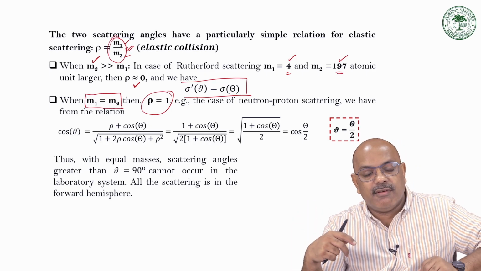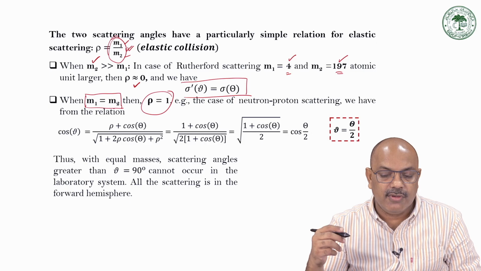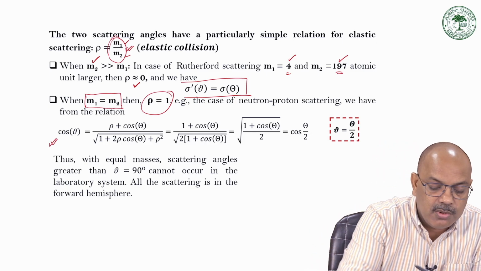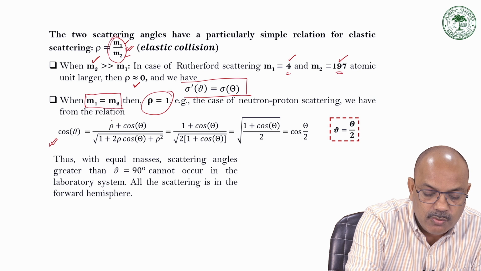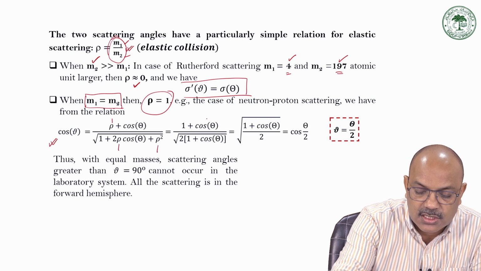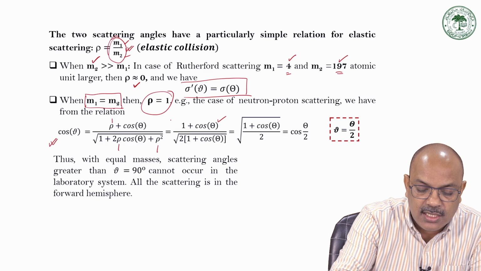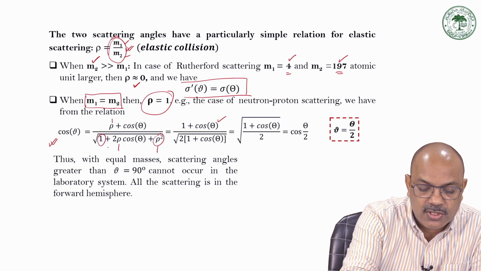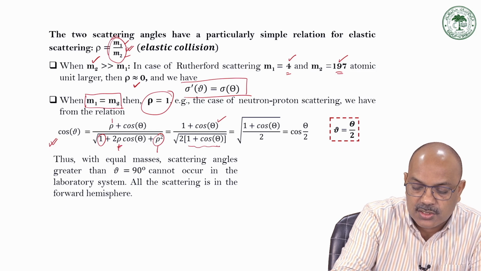So from the relation we have cos theta. The other relation we have for cos theta, if you remember, is this: if this is going to be 1, this is going to be 1, this is going to be 1. So this is 1 plus cos theta, and then this 1 plus 1 is going to be 2 if you take 2 common. So 2 times 1 plus rho cos theta.